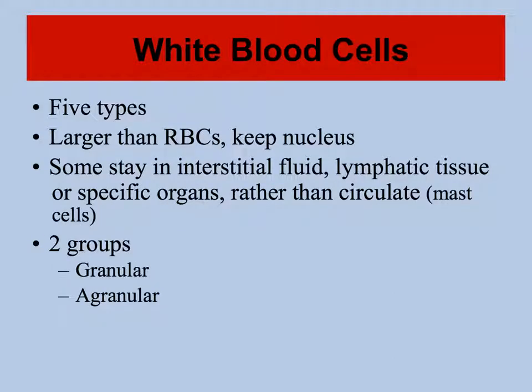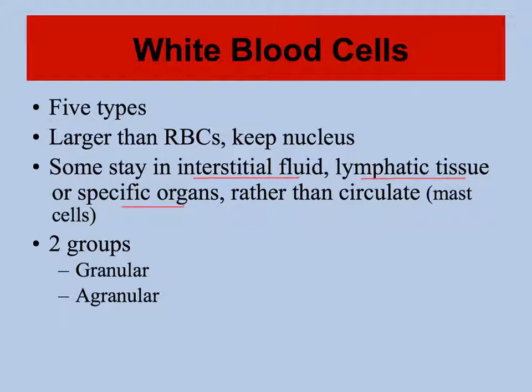Moving on to the white blood cells, there are 5 different types of white blood cells we're going to talk about. They are larger than the red blood cells, but not as many. As you remember from that very first slide, there's just a few in comparison. They keep their nucleus when they're mature. Some of them don't even stay in the circulatory system, no longer traveling through the blood vessels, but they move out to the interstitial fluid, which is just the liquid around cells out in the body, or they may reside in lymphatic tissue or in particular organs.